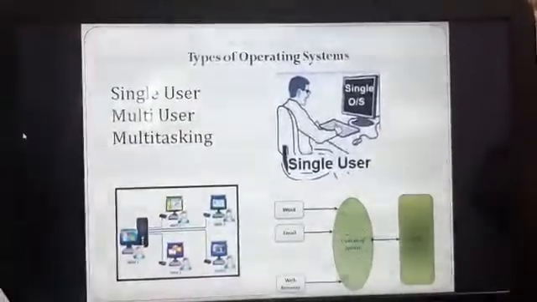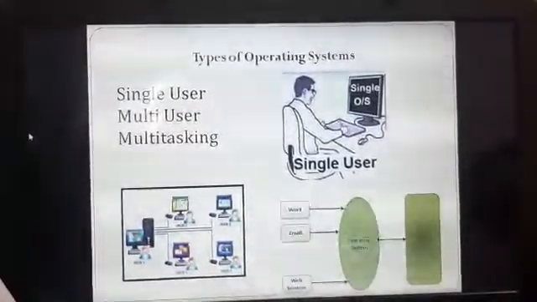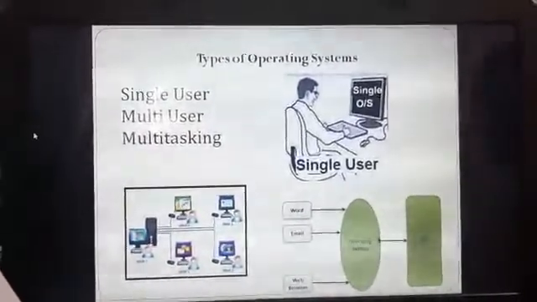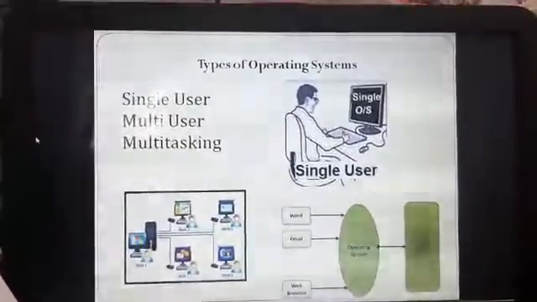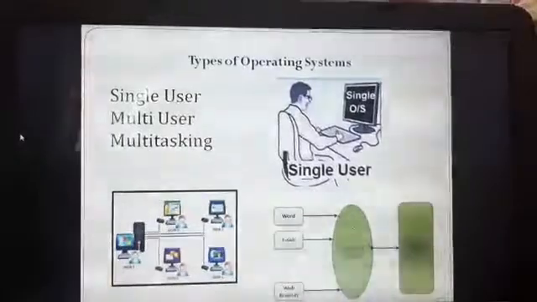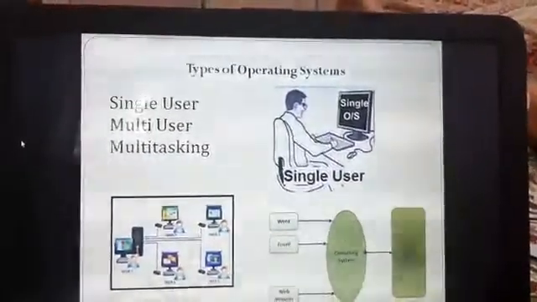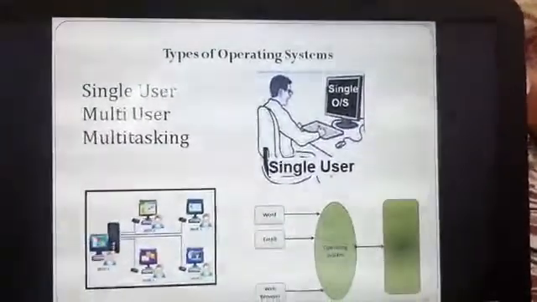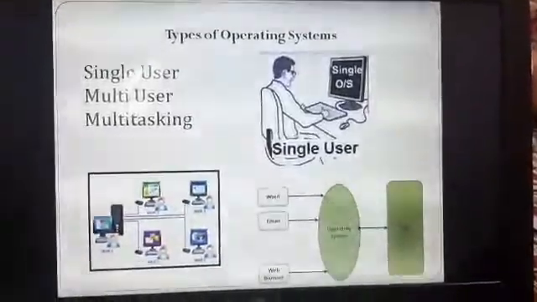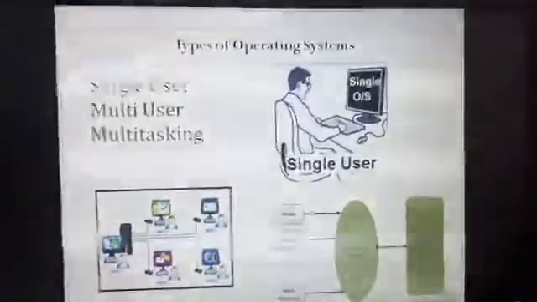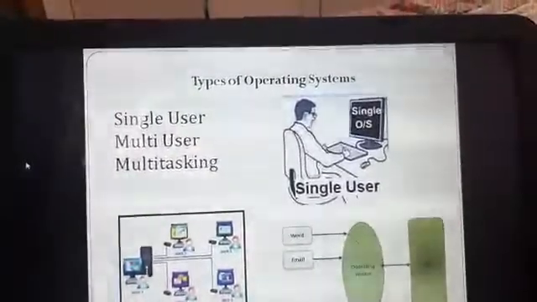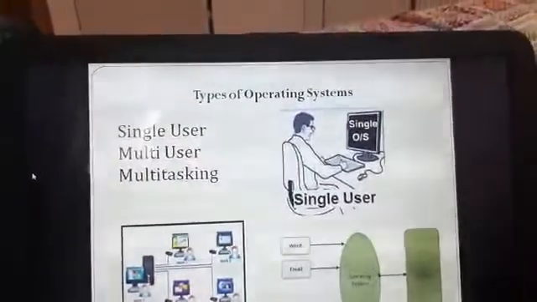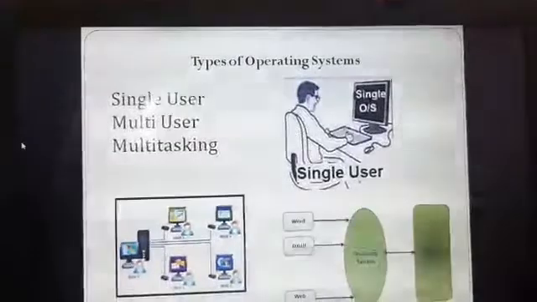Next is multi-user. A multi-user operating system allows multiple users, meaning more than one user on different computers, to access a system at the same time. How? Because these computers are connected to a main network. See in the picture, dear students. The multi-user operating system can handle the various needs and requests of all the users simultaneously.